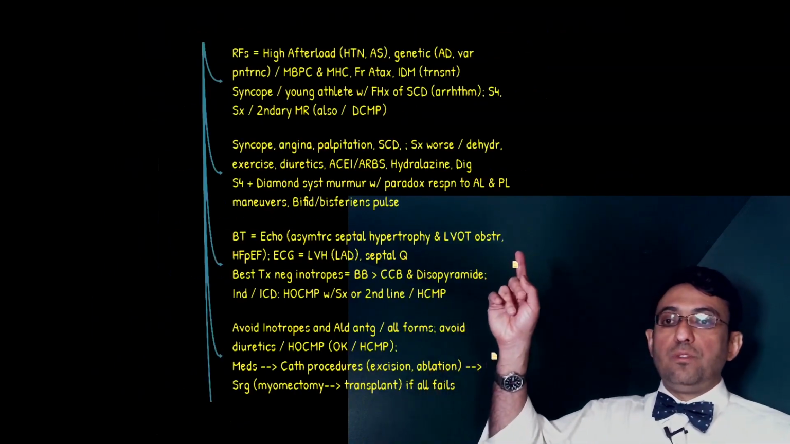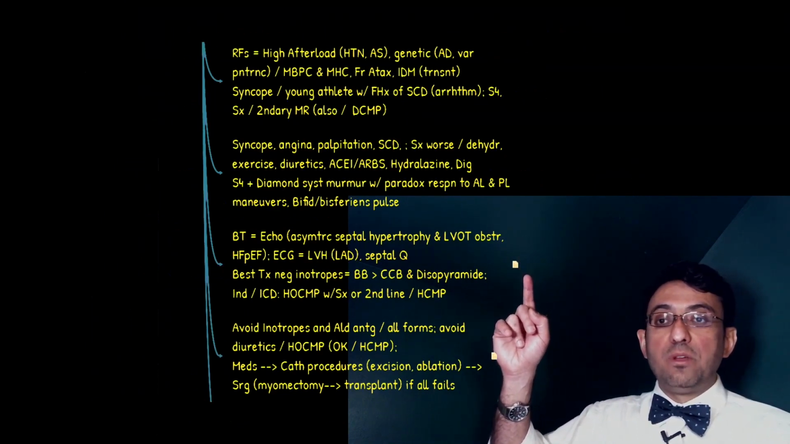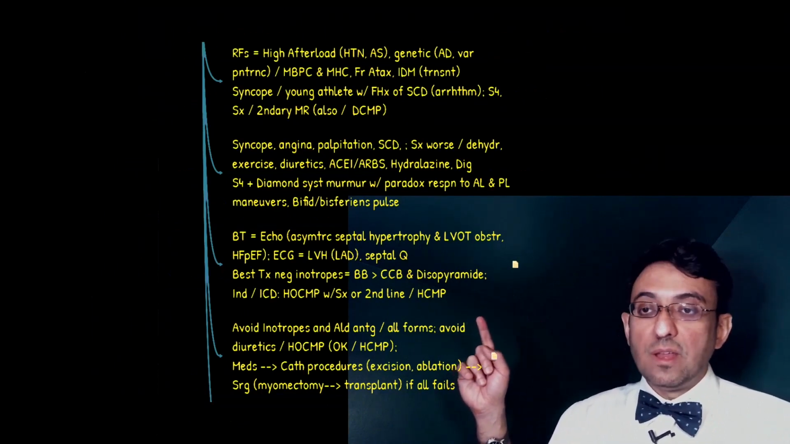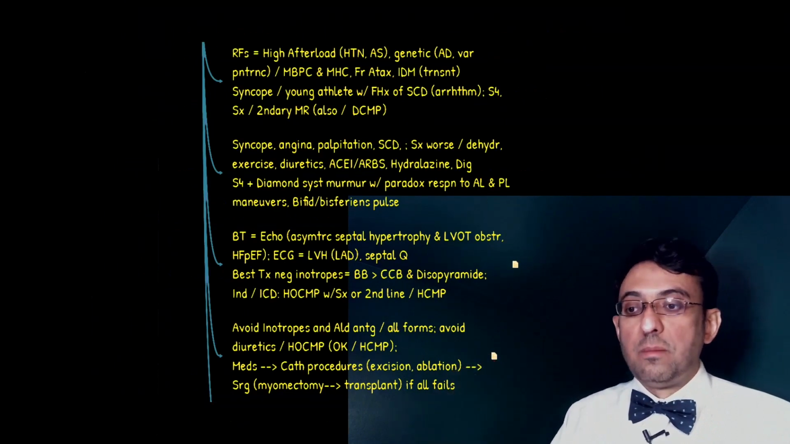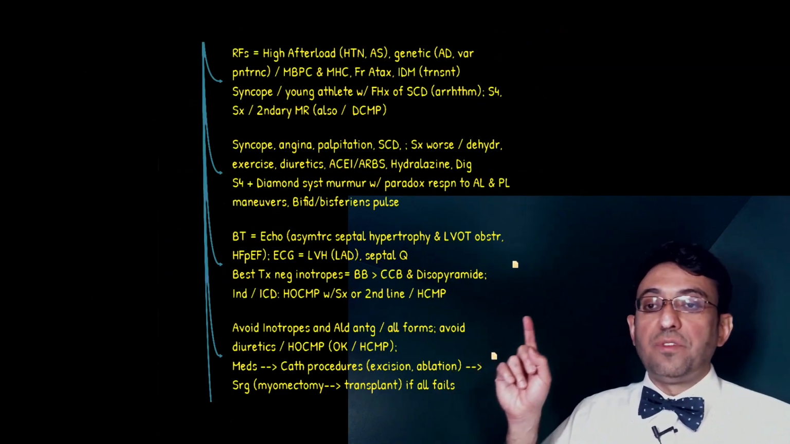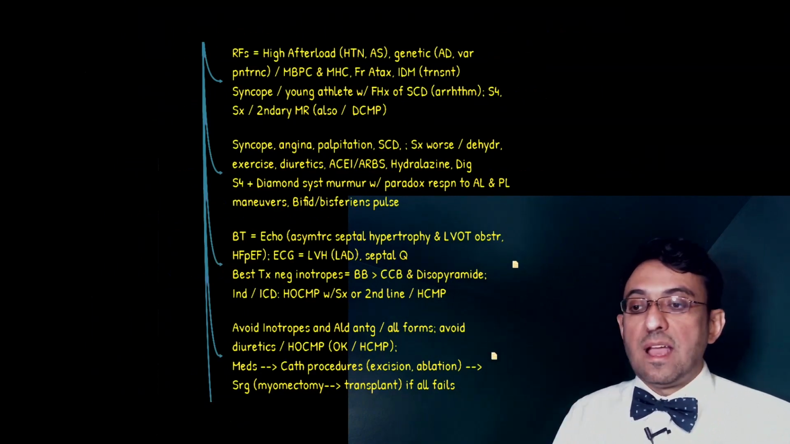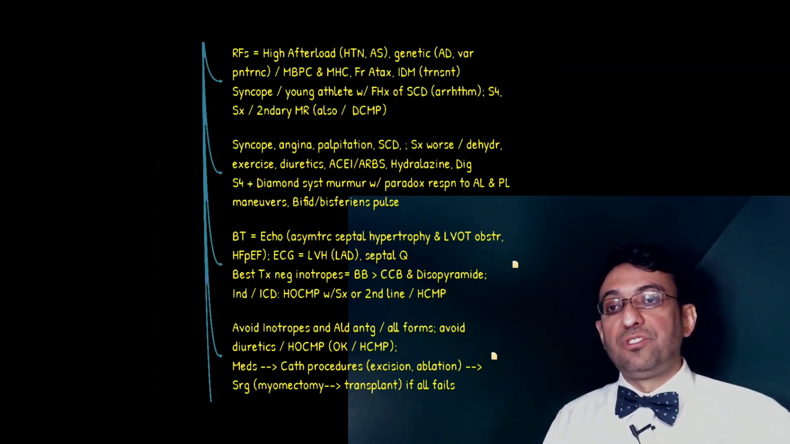So in summary, you have a patient with exertional symptoms and a diamond-shaped holosystolic murmur at Erb's point. You perform the echo and you diagnose based on the echo and ECG findings. Remember not to use positive inotropes, diuretics, vasodilators, ACE inhibitors, spironolactone, and advise the patient to avoid dehydration and vigorous exercise.